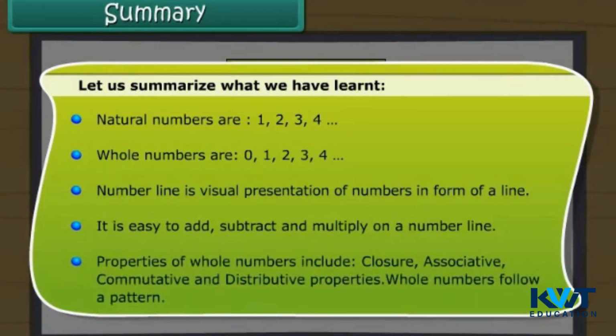Properties of whole numbers include closure, associative, commutative and distributive properties. Whole numbers follow a pattern.